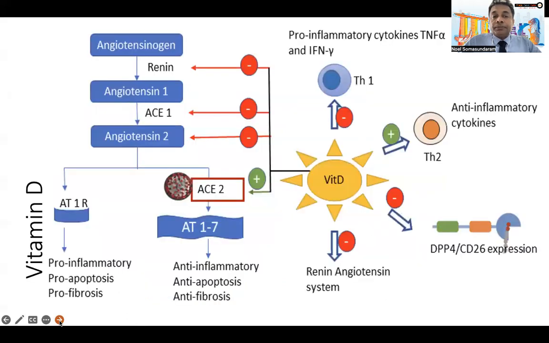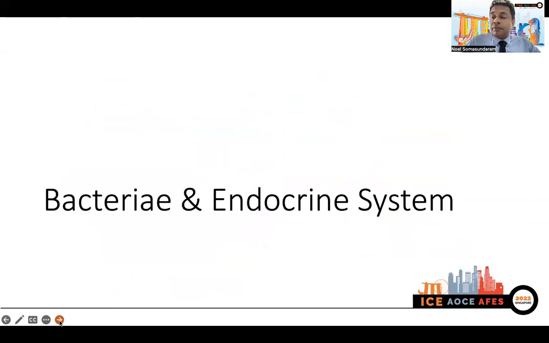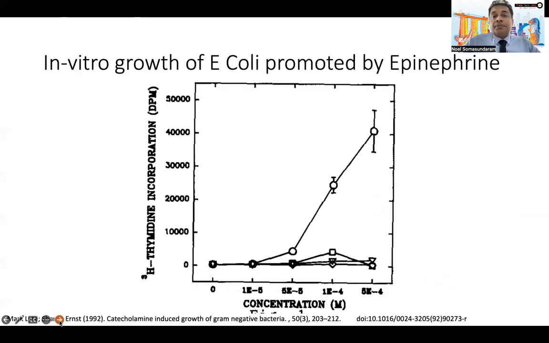Vitamin D and COVID are almost interlinked. As you can see in this cartoon, vitamin D is necessary for cell-mediated immunity, even for the ACE-RAS system to function normally. And vitamin D deficiency can be one debilitating factor for patients' defense mechanisms when they are infected, not just with COVID, but for other infections as well. In the remaining few minutes, I am going to talk about bacteria and the endocrine system.